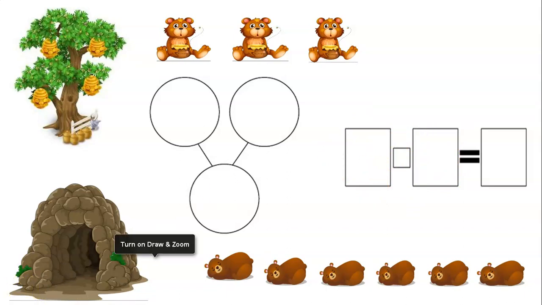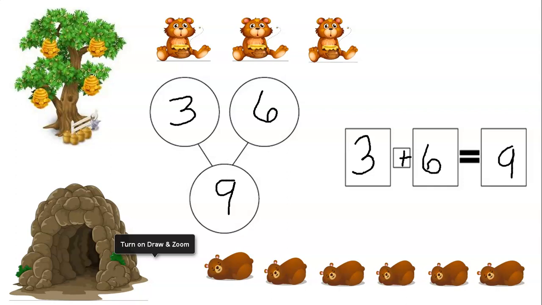Okay, so we had 3 bears at the honey tree. So that's 1 part. And then we had 6 bears sleeping. That's our other part. And 9 bears all together. So that goes in our whole. Now for our number sentence. 3 plus 6 equals 9.